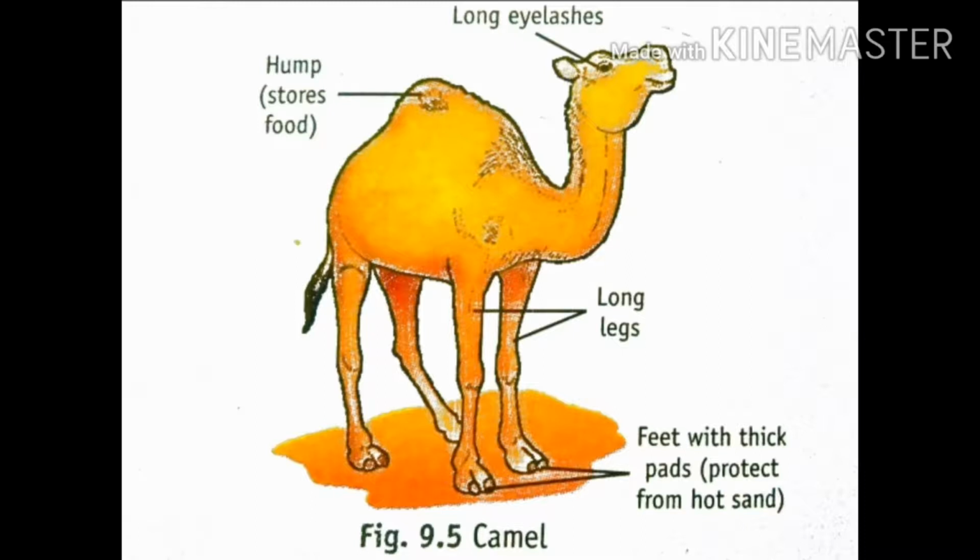Long legs help the camel stay away from the heat of the sand. Next one, feet with thick pads, which protect it from the hot desert sand. These are the main adaptations in a camel.